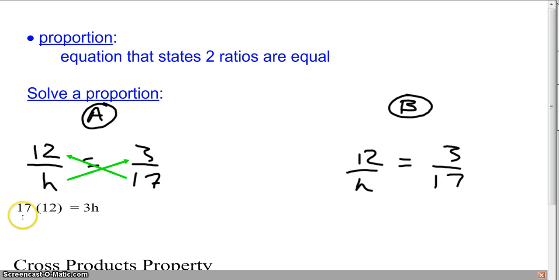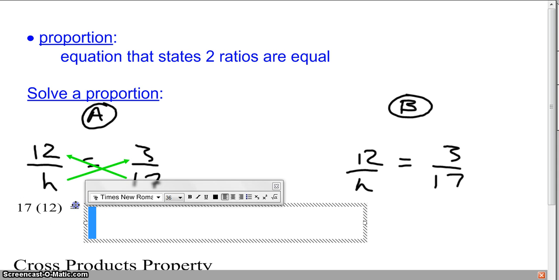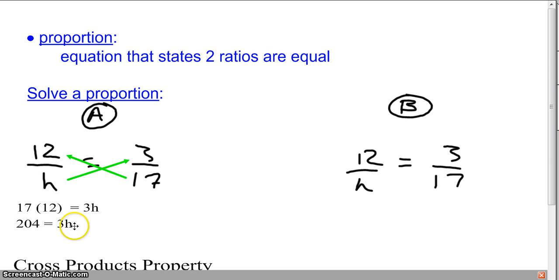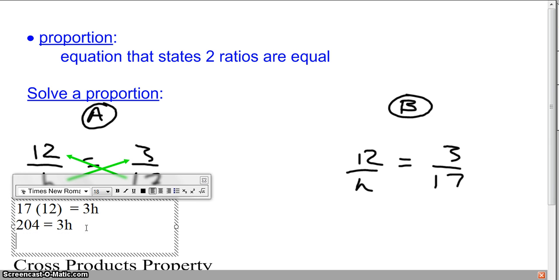we end up with 10 times 12, which is 120, plus 7 times 12, which is 84, and so we end up with 204. 204 equals 3h. And so go ahead and use your inverse operation to solve, and when you do, you find that, yes, 68 equals h.